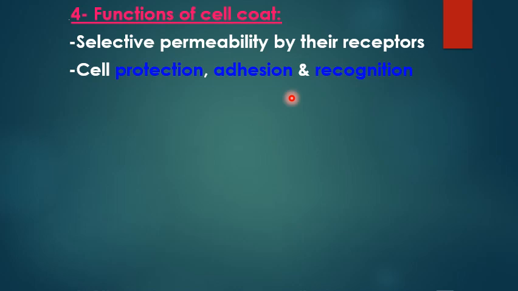Adhesion: cell junction occurs at this part of a cell. Recognition: each cell sends part of its antigen to the surface in order that the immune system knows that this cell is related to itself, avoiding any autoimmune response against it.